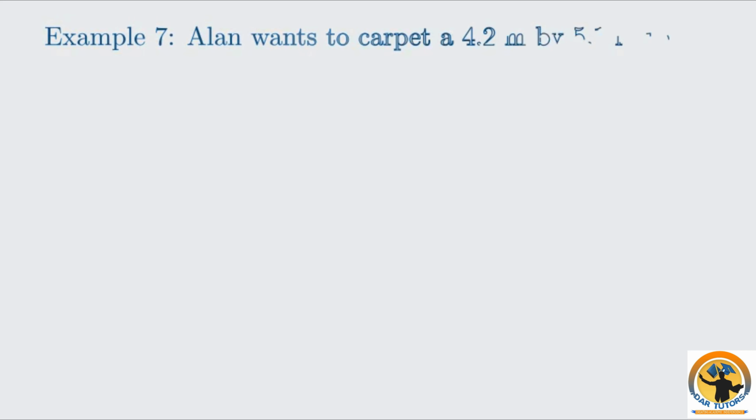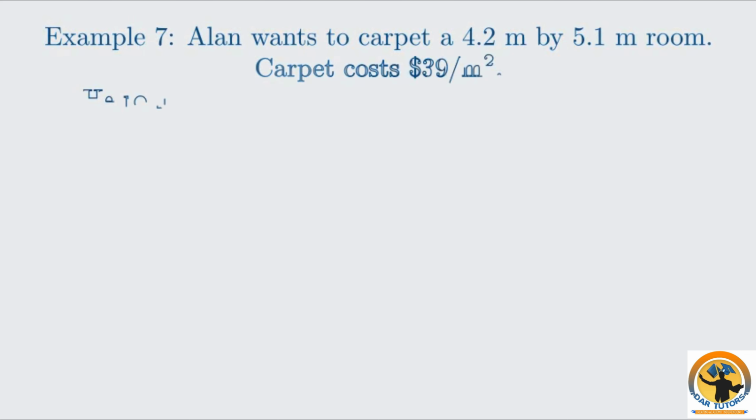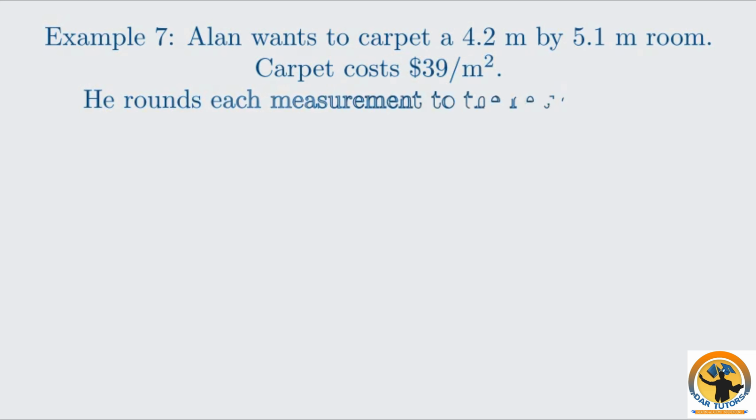Let's work through a more detailed IB-style problem that combines estimation with error analysis. Alan wants to carpet his lounge room, which is 4.2 meters by 5.1 meters. The carpet costs $30 per square meter. He estimates the area by rounding each measurement to the nearest meter. We need to find his estimated area, its cost, the actual area, and the percentage error.